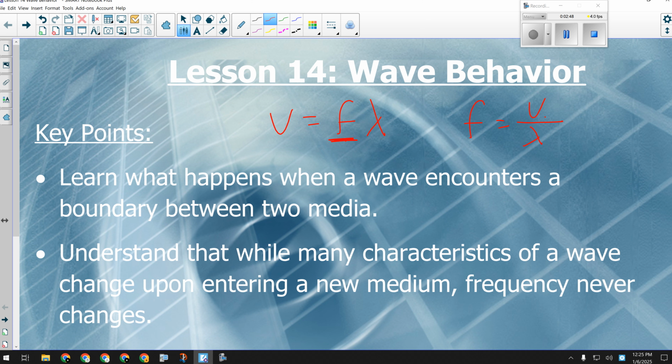And the reason for that is the front of the wave will enter the new medium before the back of the wave. And it'll run away from the back of the wave, stretching it out. Everybody all right with that? Okay.